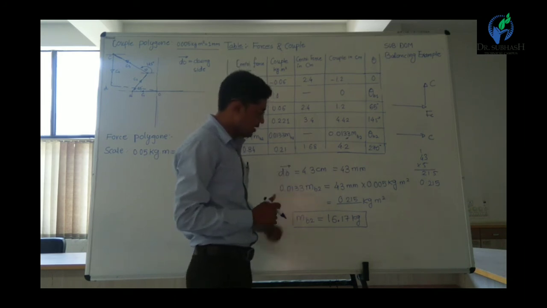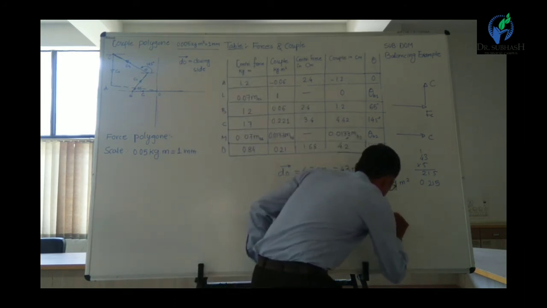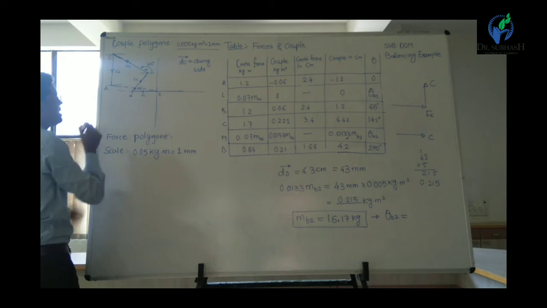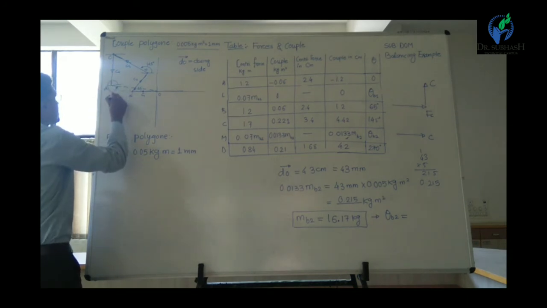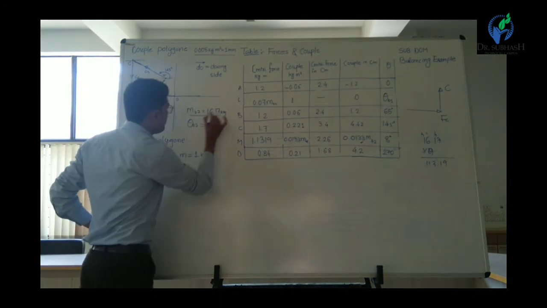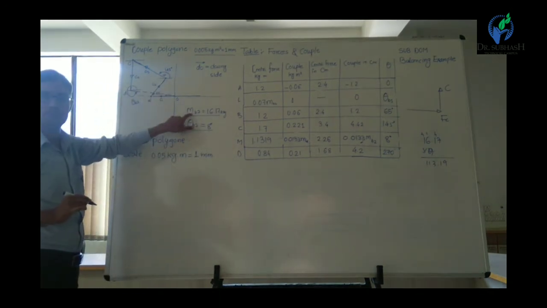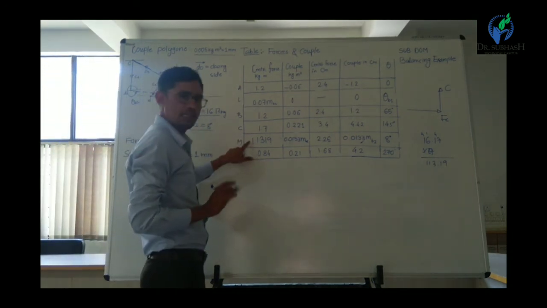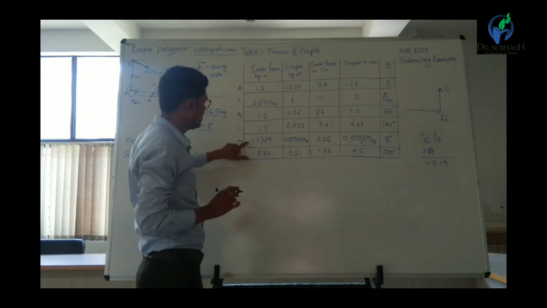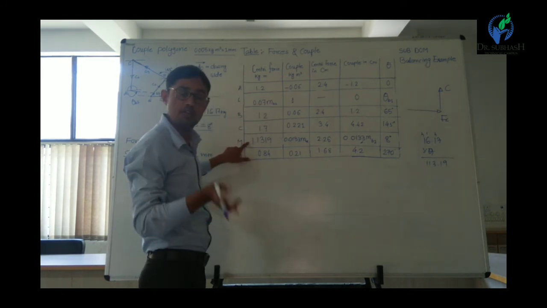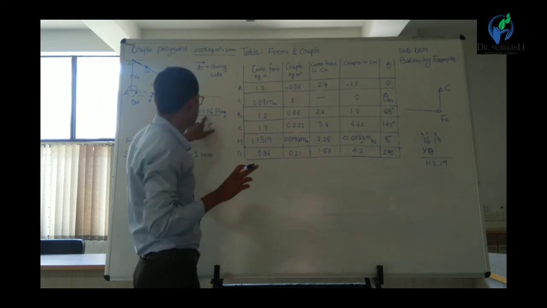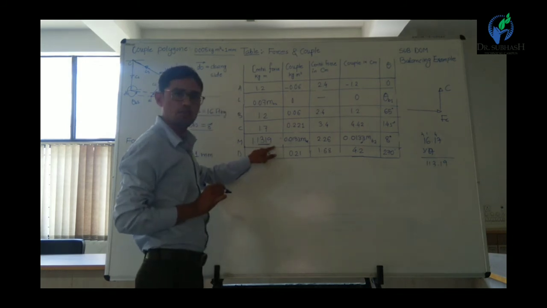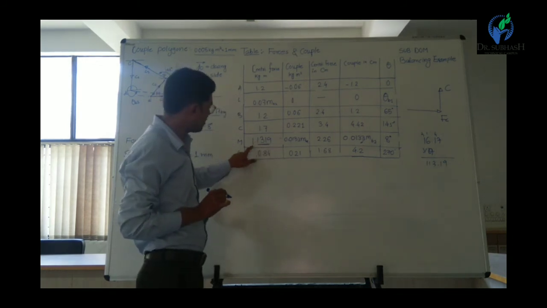Now another unknown is theta B2. From this reference, if we measure this angle, then this angle is our theta B2. We have calculated MB2 and theta B2, so MB2 is known and theta B2 is also known. There is an unknown value 0.07 MB1, and here the value is 0.07 MB2. If we replace MB2 with 16.17 kg, then we get 1.1319.